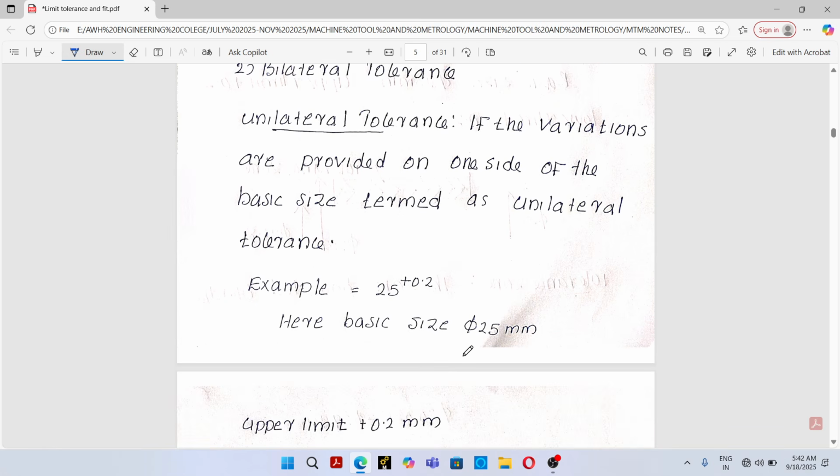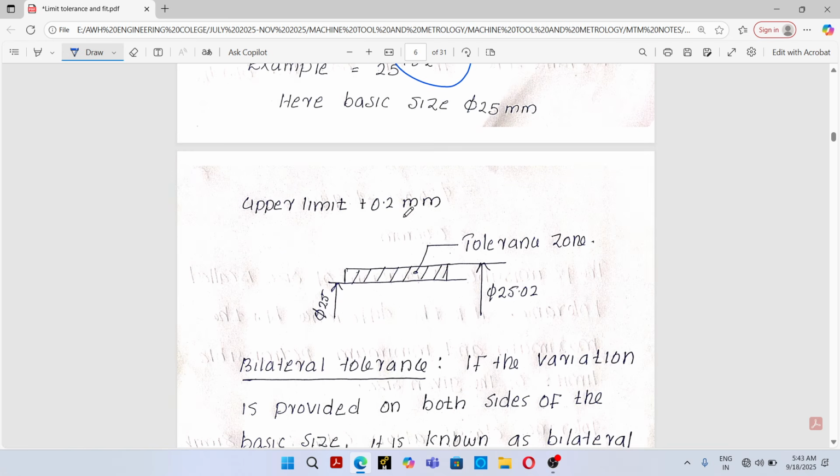If the variations are provided on one side of the basic size, that is termed as unilateral tolerance. For an example, 25, the upper limit is plus 0.2. See here the variations are only provided on one side. Upper limit is only provided. So here the basic size is 25 mm. Upper limit is plus 0.2 mm. So this is the basic size, that is 25 mm, and this is the upper limit, that is 25.2, and this is the tolerance. This hatched portion is the tolerance.